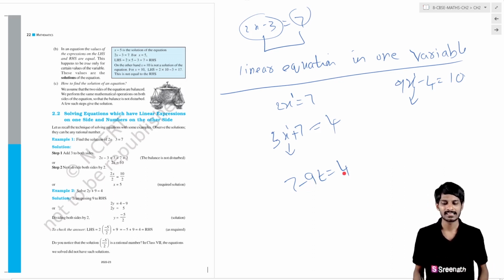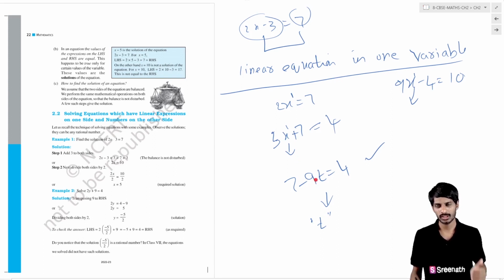Basically, it is also a linear equation. Why, sir? Because it has one variable. What is the variable, sir? That is t here. Sir, until now the variable was x, and here there is no x, so is there no variable, sir? That's not the truth, kids.